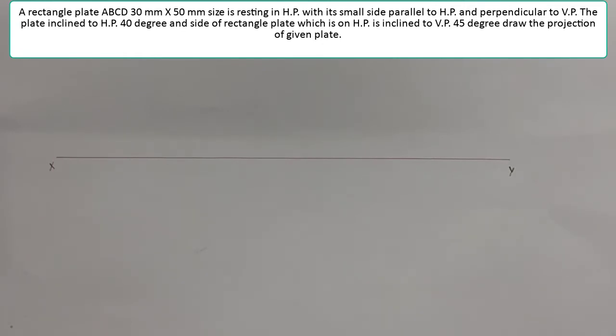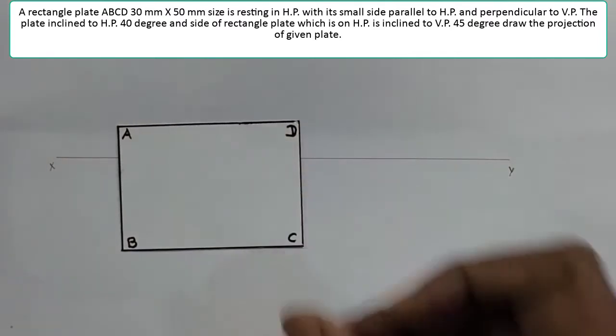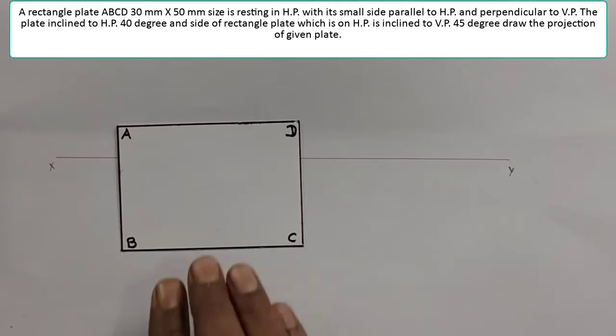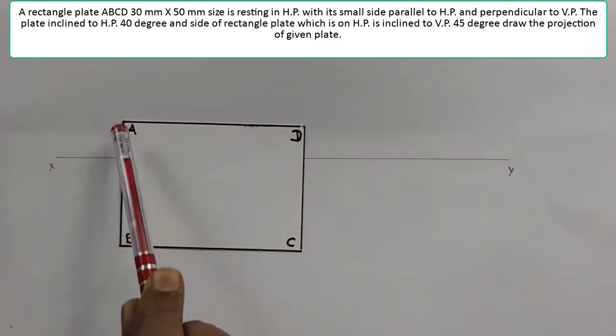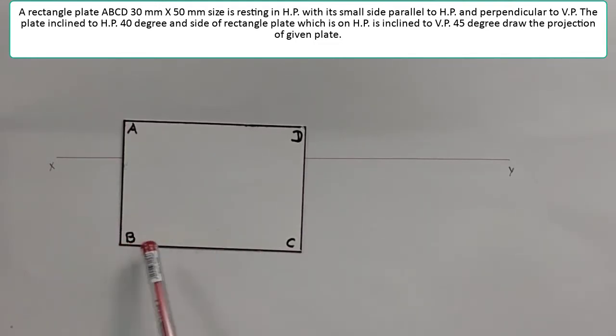Today we are learning projection of plane. In projection of plane, a rectangular plate ABCD is given with 30 by 50 mm.